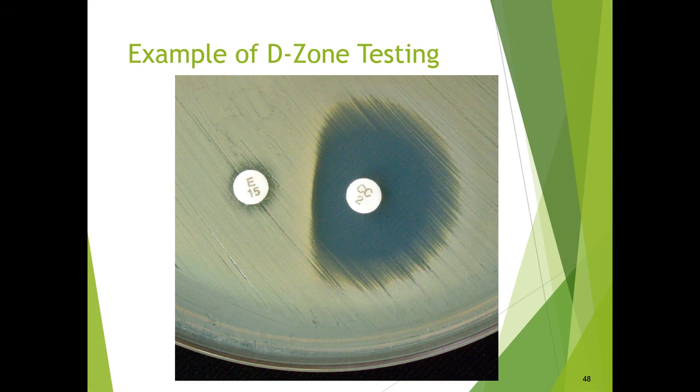So here's an example. We put our erythromycin disc 15 millimeters close to our clindamycin disc and incubated it overnight. And instead of having a nice round zone of inhibition, we have this flattened edge between the two antibiotics. So it's in the shape of a D. So the D test is positive. We're positive for the inducible resistance to clindamycin. So we cannot use these two drugs together. We report them both as resistant.